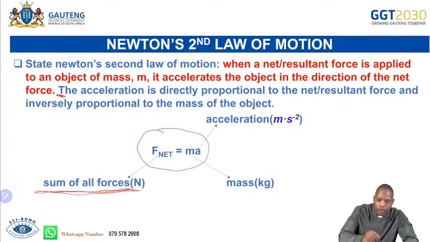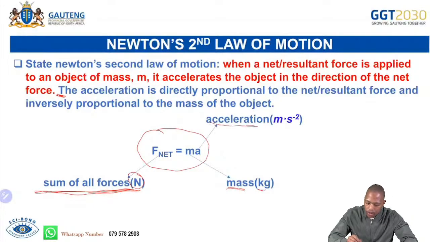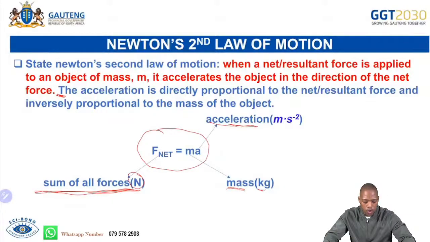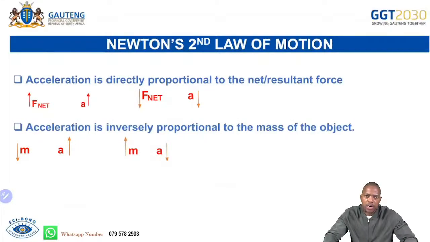We are adding all the forces acting there, and m is the mass, which is measured in kilograms. The forces are measured in newtons, and a is the acceleration, which is measured in meters per second squared. All things that we know from different places are now being brought together to form this one concept. Let's quickly talk about the relationship between acceleration and force, and acceleration and mass.